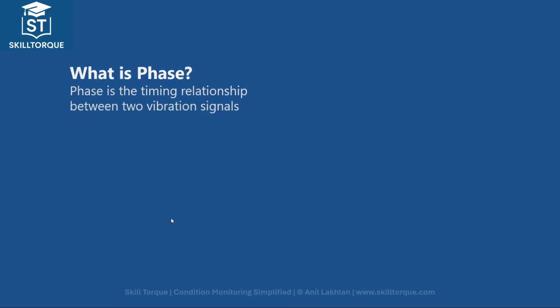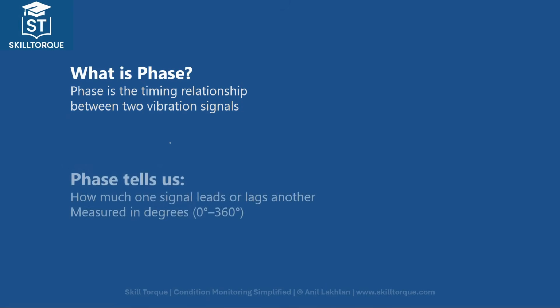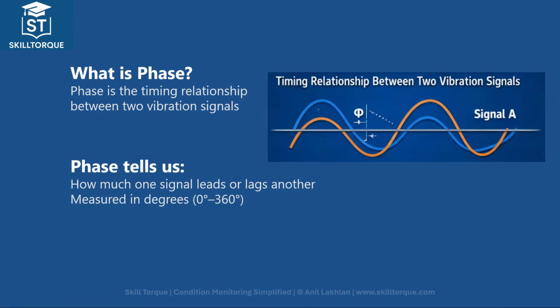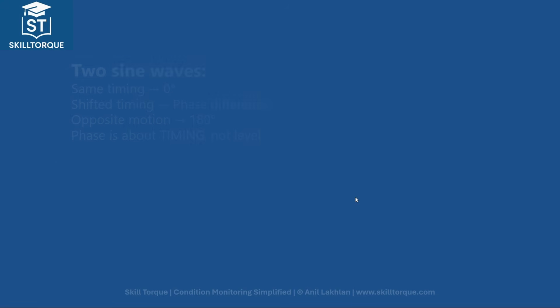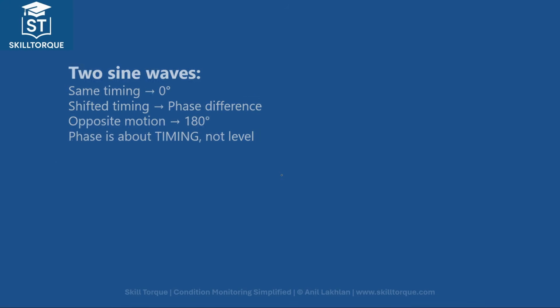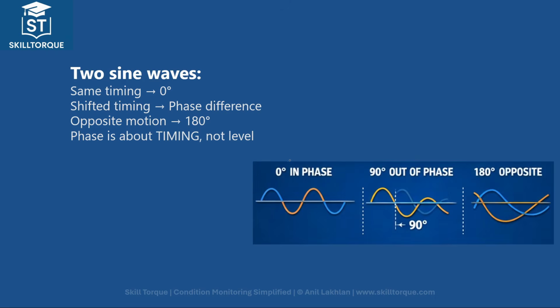So what is phase? Phase is simply the timing relationship between two vibration signals. It tells us how much one vibration signal leads or lags another one. Phase is measured in degrees, from 0 to 360 degrees. Just to take one easy example, let's imagine there are two sine waves. If both sine waves rise and fall together, we say both signals are in the same phase, okay? Or we can say the phase difference is 0 degrees.